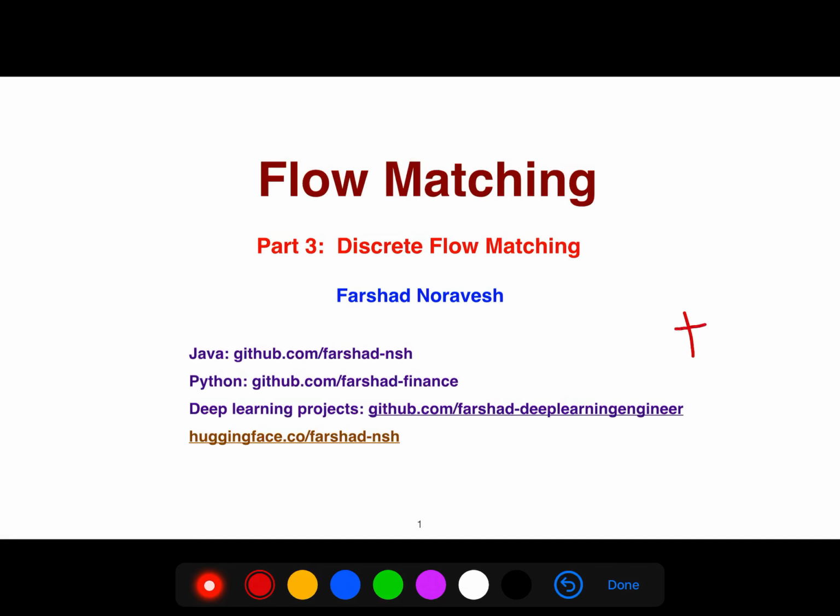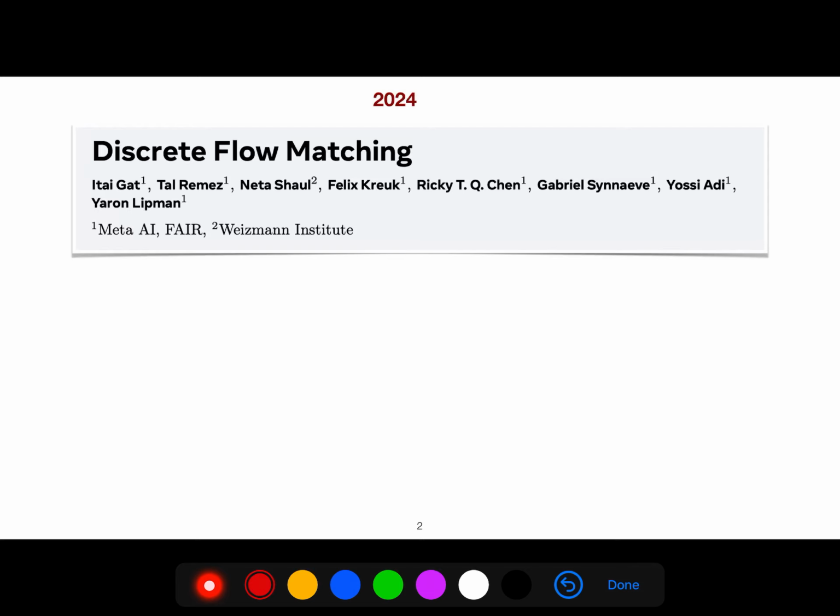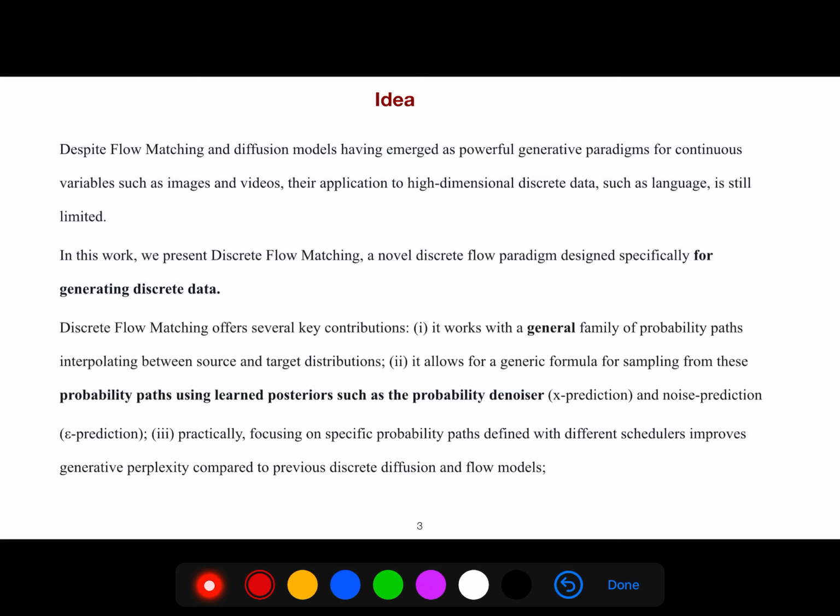Alright, so today I'm going to be explaining this important paper with the title Discrete Flow Matching. This paper is from 2024 by Meta AI. Flow matching and diffusion models have emerged as powerful generative paradigms for continuous variables such as images and videos, but for graphs and language, or any discrete data like tabular data, they are limited. So we present discrete flow matching, which can be used for generating discrete data.